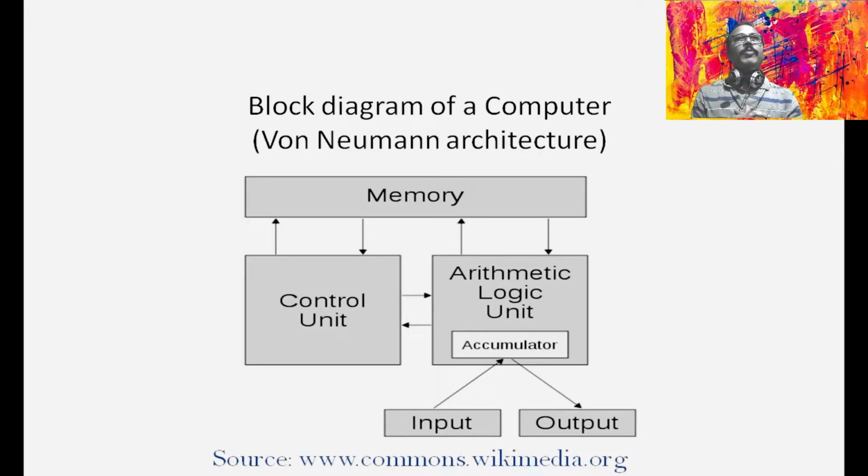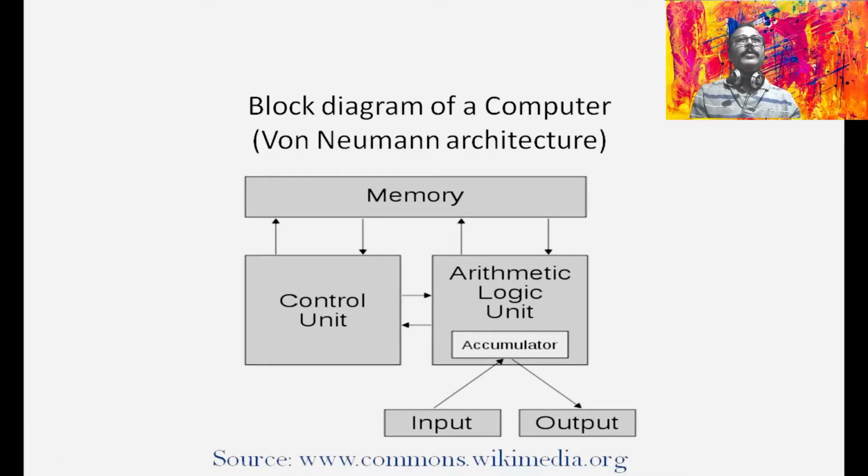So, block diagram of a computer, or von Neumann architecture. Von Neumann is the person who introduced this block diagram, and it is considered because even the modern computers are modeled after it. So how many blocks are there? You have 1, 2, 3, 4, 5 blocks in total, and the accumulator is within this ALU, the arithmetic logic unit.